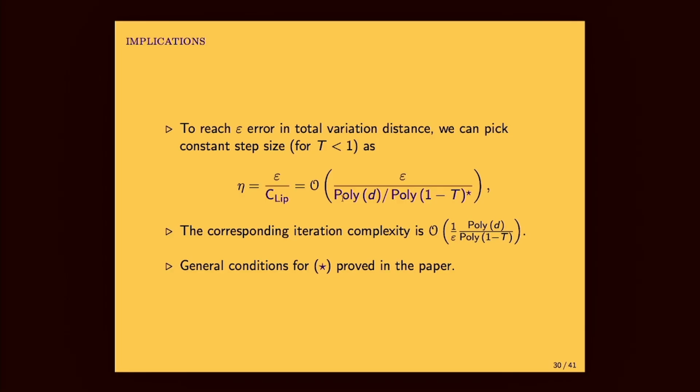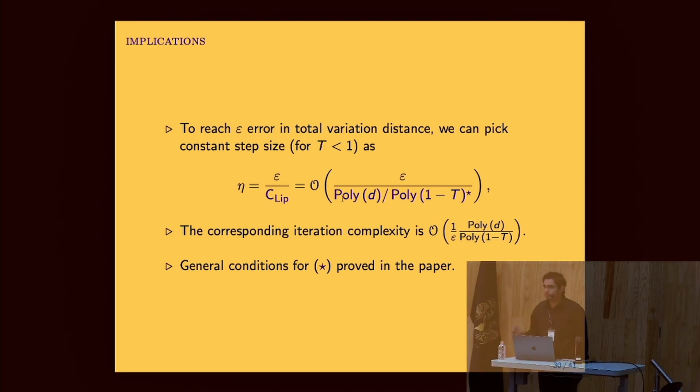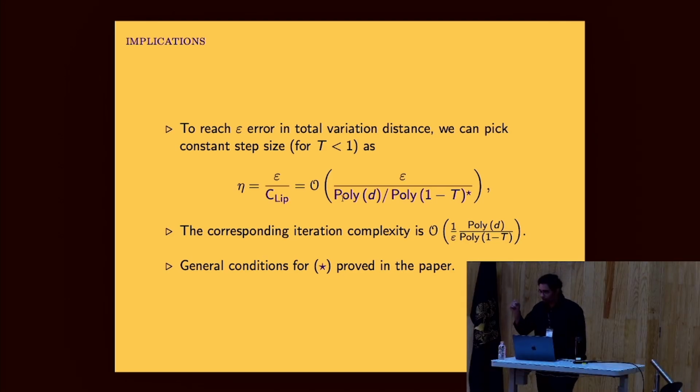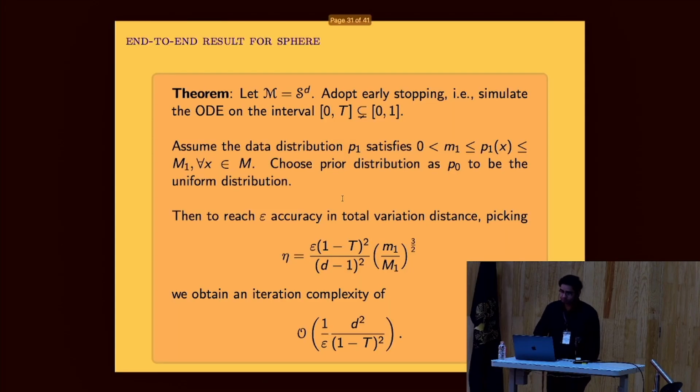Under fairly general conditions on the manifold, we can show that the order of the C-lib is polynomial in D and polynomial in 1 over T as well. So basically, poly D over poly 1 over T. Right? And this is actually an important point which is non-trivial to show for many cases. So the overall complexity bound here is polynomial in the dimension of the manifold and 1 over epsilon, and then polynomial in 1 over 1 minus t.